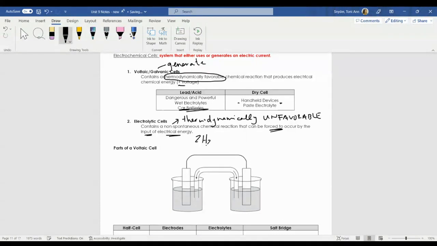I could take water molecules, and if you consider splitting water molecules into its elements, the decomposition of water, I have 2 hydrogen molecules and an oxygen molecule. If you think about redox reactions, the oxidation number of elements is 0. So in this case, hydrogen is 0 and oxygen is 0.